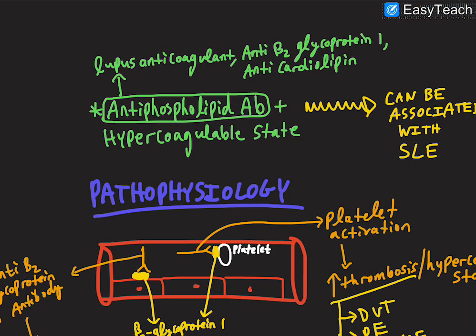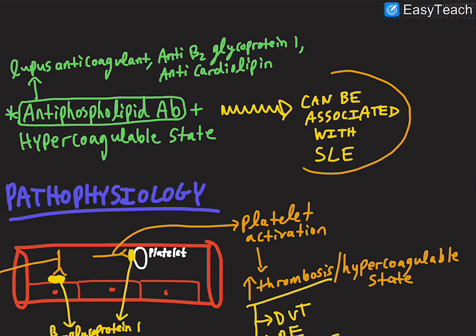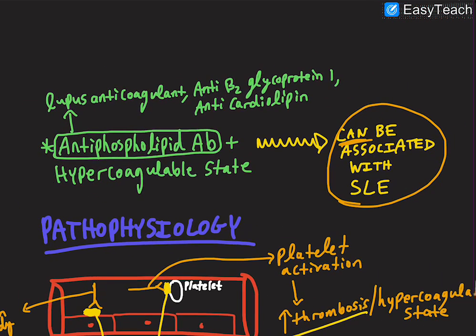So in the previous video, when we talked about lupus, we mentioned that we can see certain anti-phospholipid antibodies along with the ANA, along with the anti-double-stranded DNA antibodies, along with the anti-Smith antibodies. We can see anti-phospholipid antibodies. Now, this can be associated with SLE, but notice we said can. You can also have antiphospholipid antibody syndrome, or antiphospholipid syndrome, due to just being primary. It doesn't have to be associated with lupus.